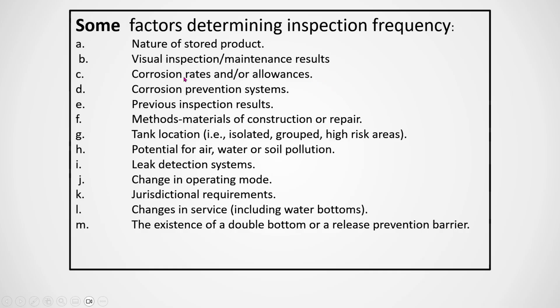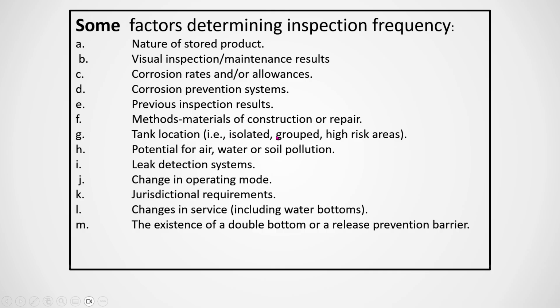Pattern inspection, corrosion prevention system, then previous inspection result. Previous inspection, is there any finding? Then accordingly you can do the testing. Methods, materials and construction or repair. If you do any repair or construction, then based on the methods and materials of construction or repair, you can also take the testing or inspection.